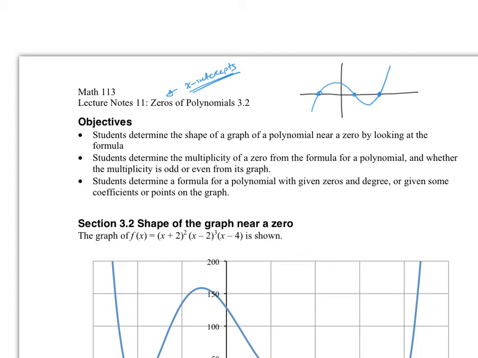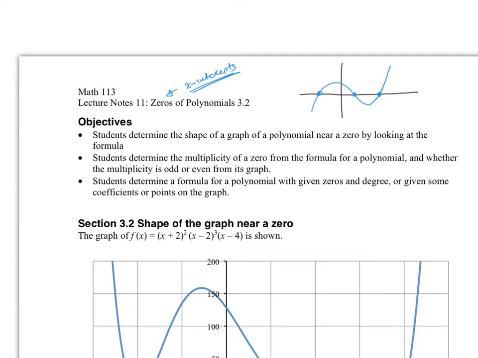And there is something called multiplicity, and we'll get to that in a little bit. And the last thing that you need to know how to do, and you'll probably have one of these questions on the test and in the quiz, is if they give you the zeros of a polynomial. So if I give you these 3 points and another point, you should be able to figure out the formula for the polynomial. So that's all we're going to do.